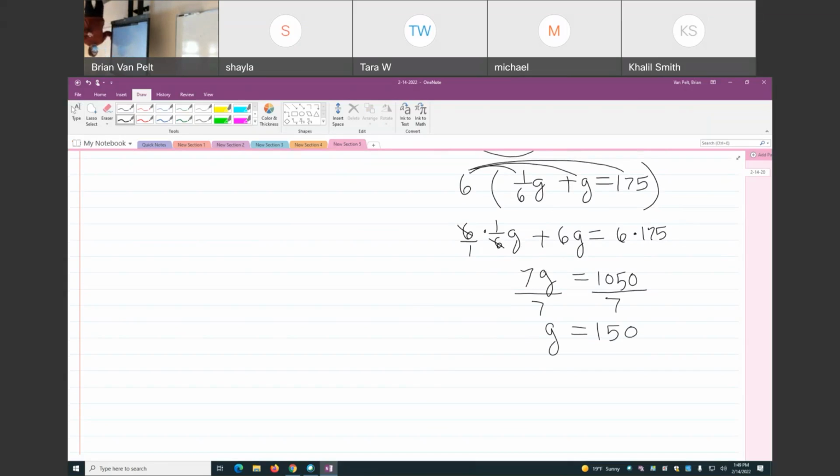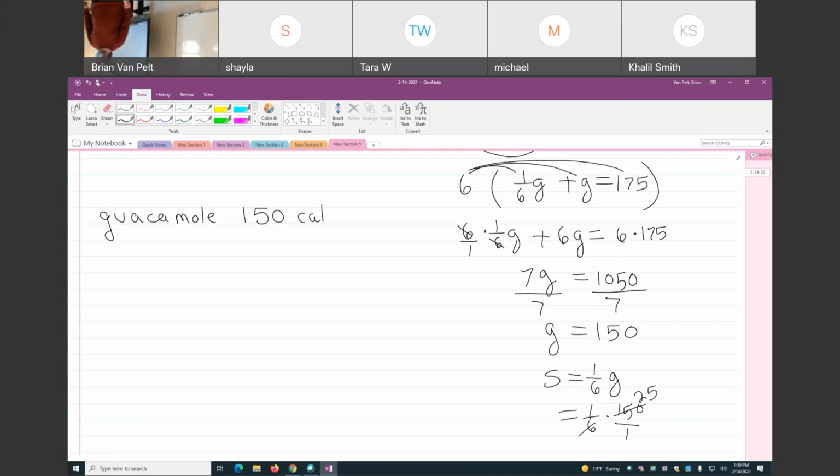So I've got my G, and now the S is 1/6 G. So S is 1/6 times 150. But it's probably easier to put it over 1 like that. And then you can see if you look, the 6 will go into the 150 25 times. So we have our answers. The guacamole was 150 calories.